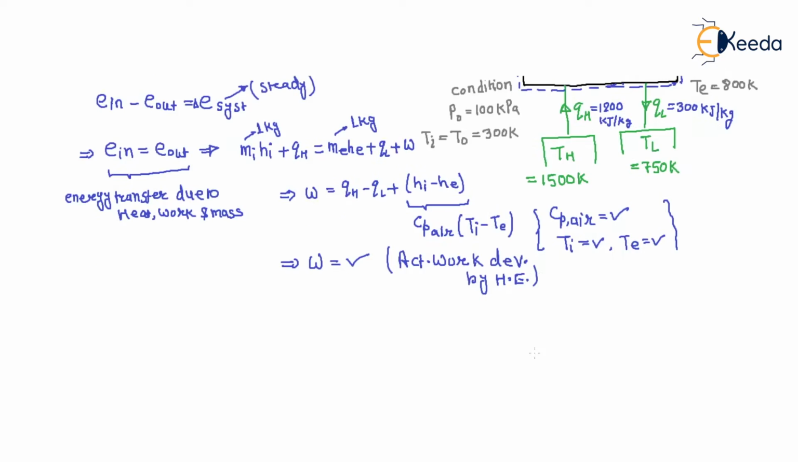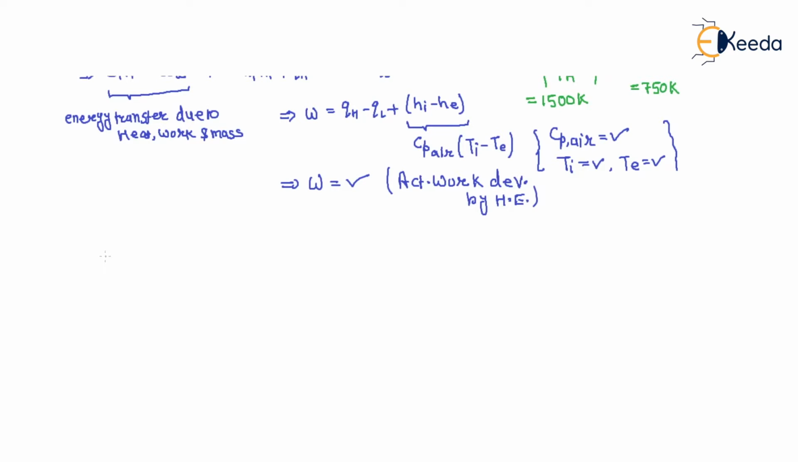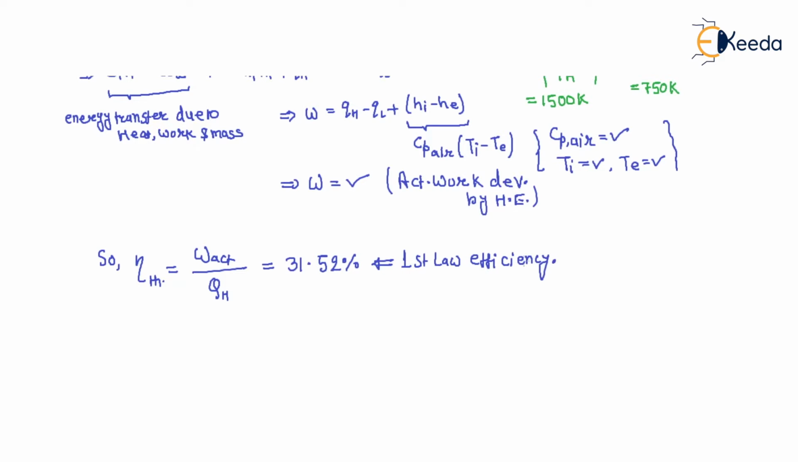So what is the first law efficiency? The first law efficiency, eta, known as thermal efficiency, is nothing but output, that means W actual by heat supply QH. If you calculate that, this is 31.52%. So this is your first law efficiency.